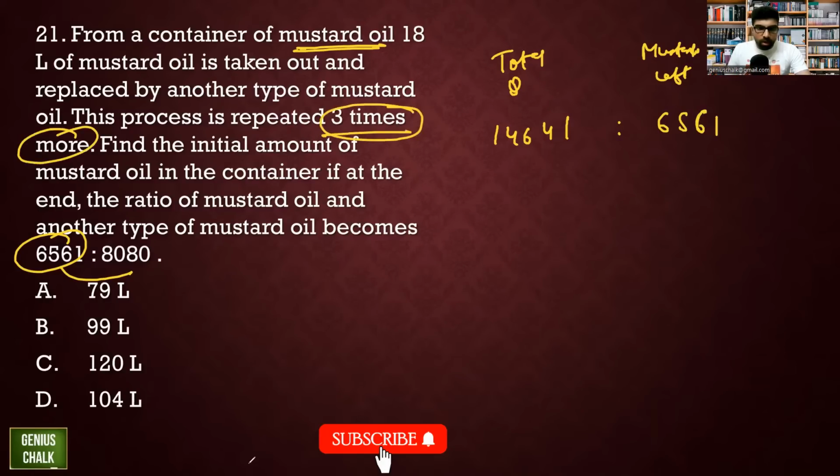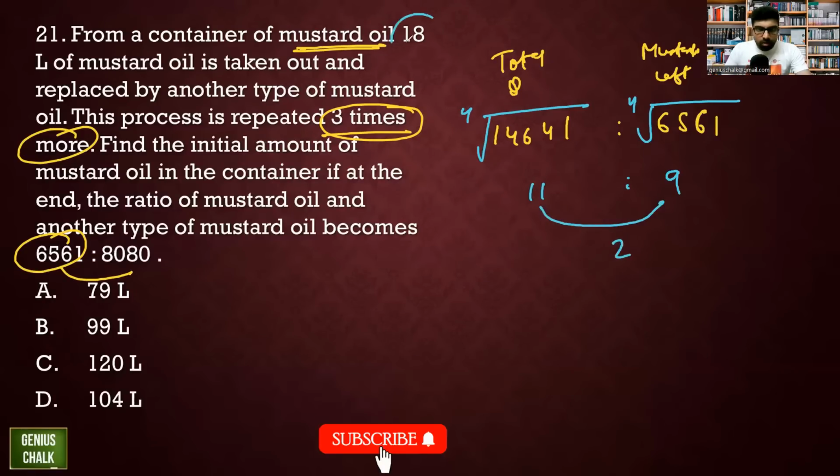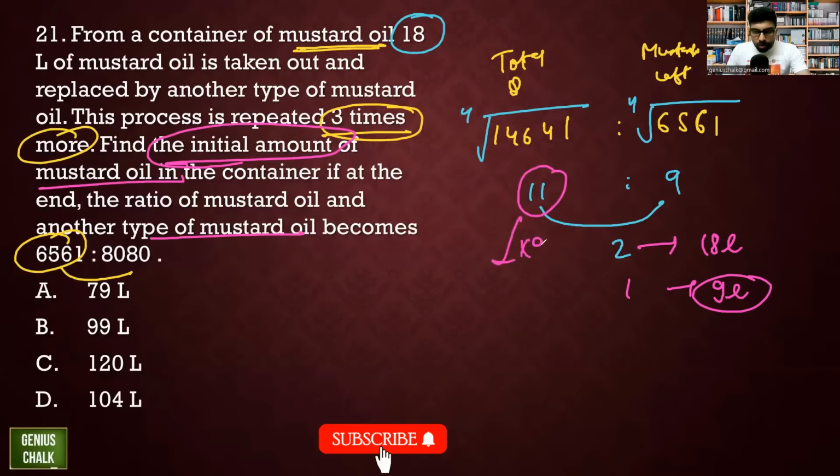Now it is happening 4 times. That means we have to take the 4th root. So what is the fourth root of this? So the fourth root of this is 11, and this is 9 into 9. So this is what you need to understand in this question. So what am I replacing? I am replacing 2, which is given as 18 in this question. So we can directly solve. 2 value is given as 18. So 1 value is 9. What is the actual quantity? Initial amount of mustard oil given. Initial was 11. So 11 into 9 must be 99 liters. That has to be option B. A beautiful question. All right, next one.